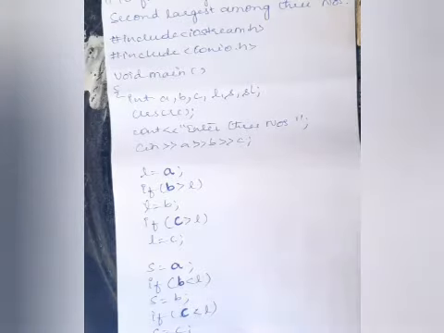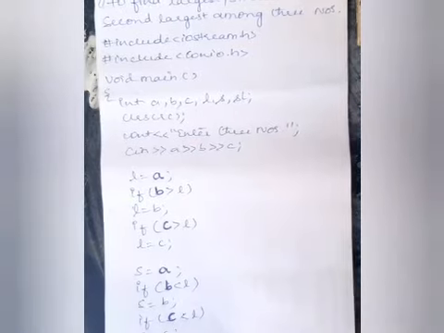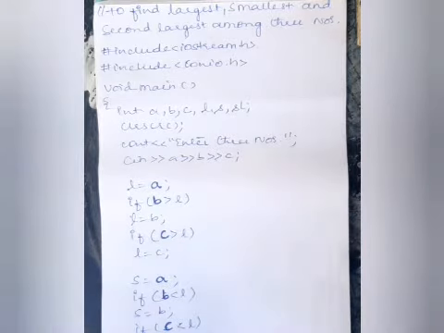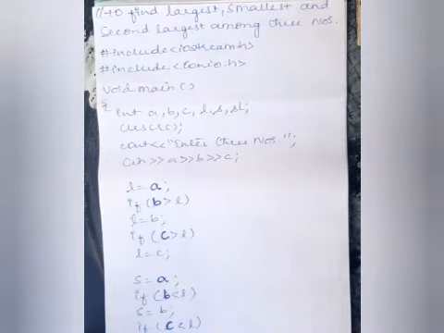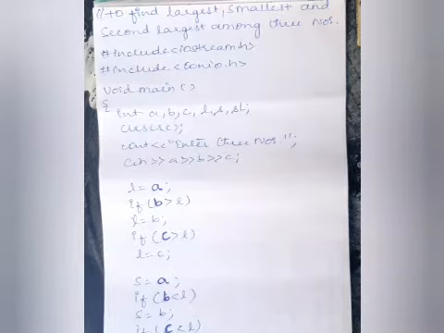Hi students. From this video you are going to learn to find the largest, smallest and second largest among three numbers. So this is your 8th C++ program. As we know, for every C++ program, the two common header files are #include iostream.h and #include conio.h.